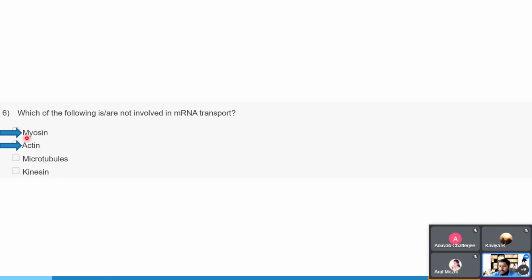Actin is a cytoskeleton protein which helps in maintaining the cytoskeleton of the cell. Mrinalini, can you try and answer what myosin is involved in? Do you know? Mrinalini, I assume you know something about myosin because you were correct about the question. Do you know what exactly is the function of myosin?